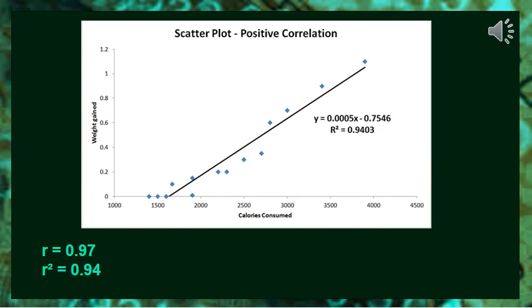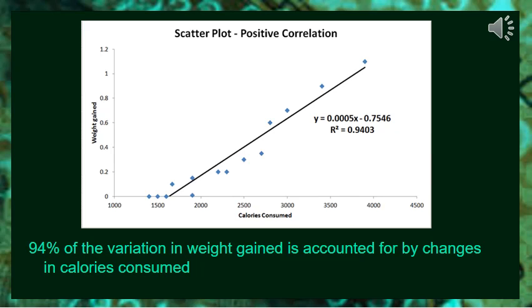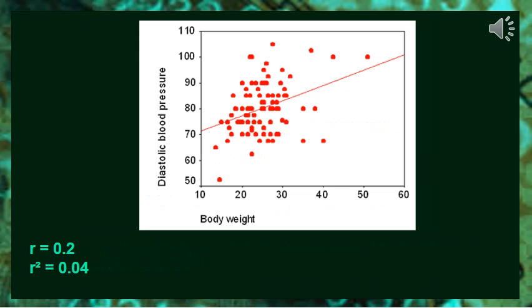Let's see this example here, which shows a strong, positive, linear correlation between the weight gained and calories consumed. Here, R is 0.97, so R squared is 0.94. This is 94%. It means that 94% of the variation in weight gained is influenced by the variation in the calories consumed. Let's see now another example of a very weak correlation.